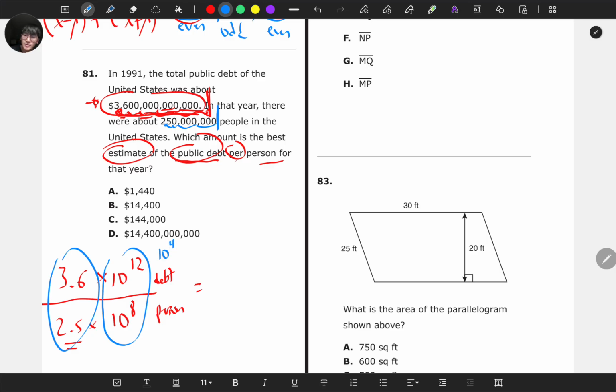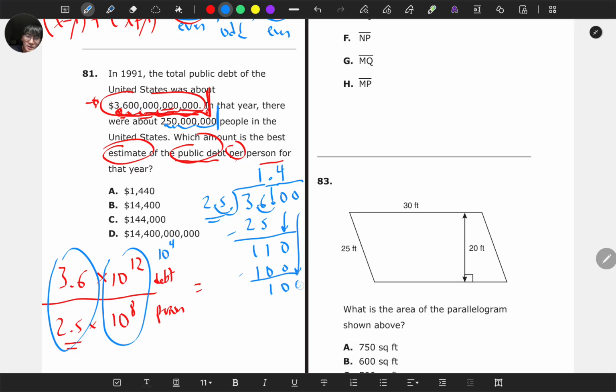And now I got to do this 3.6 divided by 2.5. And now just to review, to divide decimals, you're going to jump this, make that a whole number, so the decimal goes here, and then I'm going to put 2 zeros here and see how to divide this. Now 25 goes into 36 once. Subtract, you get 110. 25 goes into 110 4 times, so it's 100. And then you subtract, and then you get another 100. It's going to be 1.44.